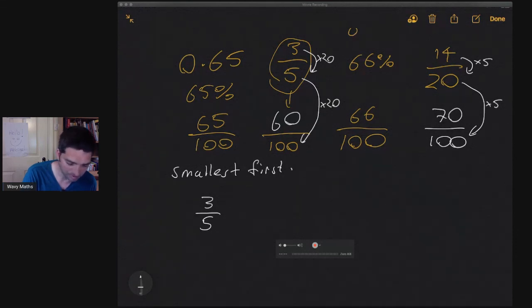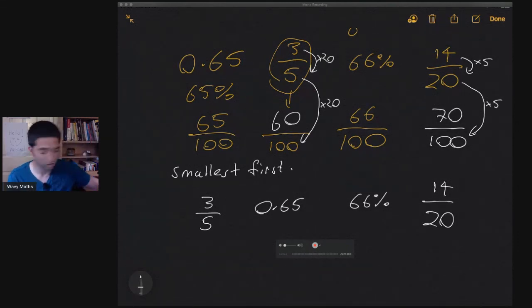The next one is 65 over 100, which is 0.65. The next one is 66 over 100, which is 66%. And the next one is 14 over 20. And that's how you do it. So quite tricky, but that's how you do it.